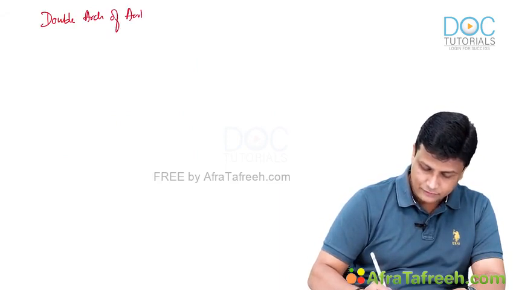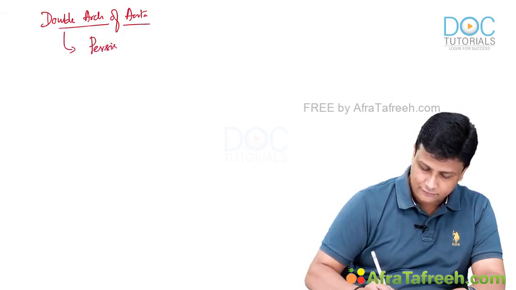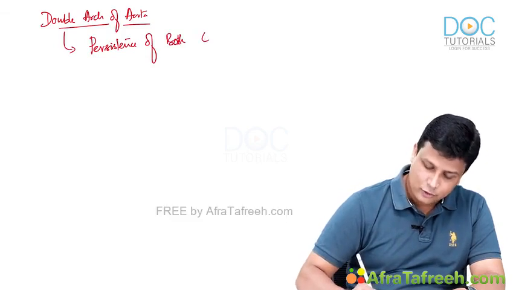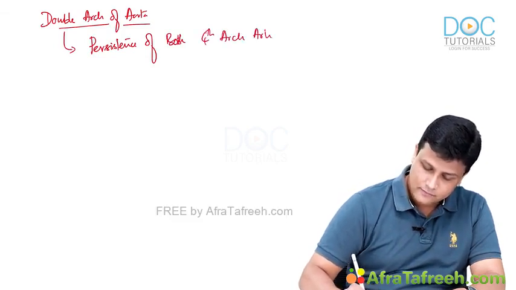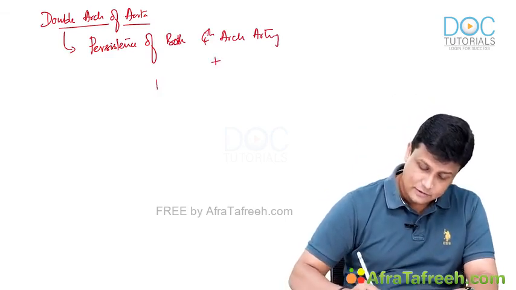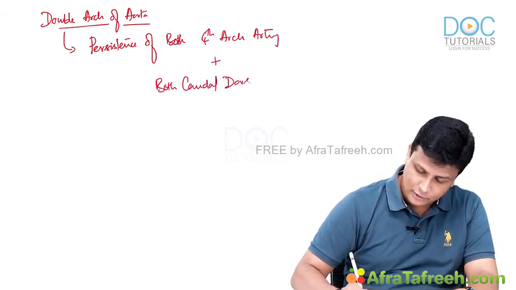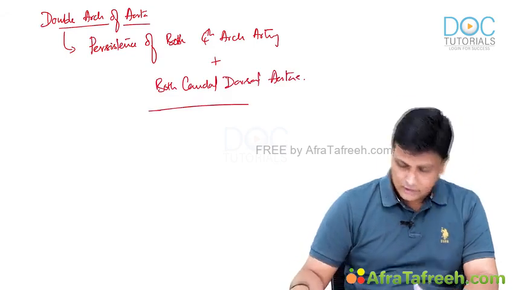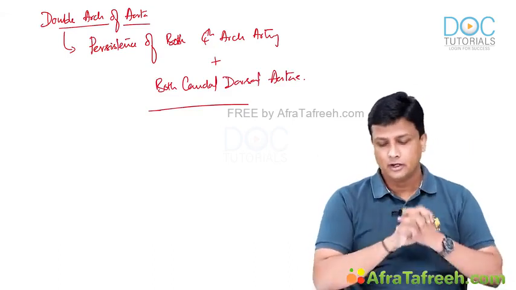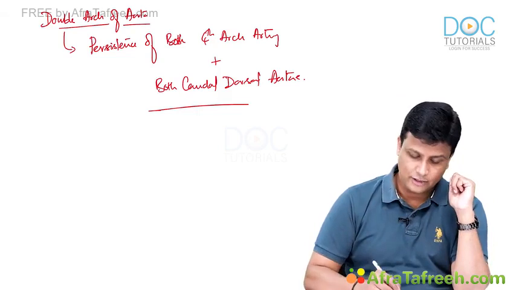Double arch of aorta. Why do you see this condition here? Because of persistence of both fourth arch arteries, I mean to say both right and left fourth arch artery, as well as persistence of both caudal dorsal aorta. So persistence of both the fourth arch arteries as well as the caudal part of dorsal aorta is going to form the complete double arch of aorta, guys.